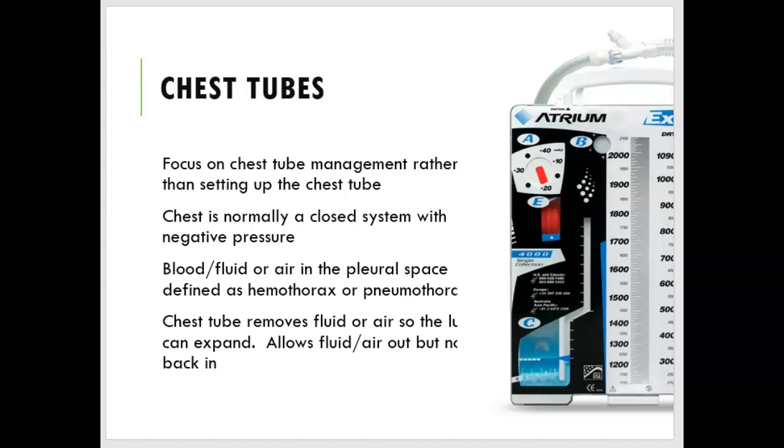It allows the fluid and air to come out, but not back in, because, as you can see, there's water in this chamber here. That's just the brand name of the chest tube delivery system, but there is water in that. You have to fill it, and then the doctor can use the device. This device is hooked up to the chest tube itself.